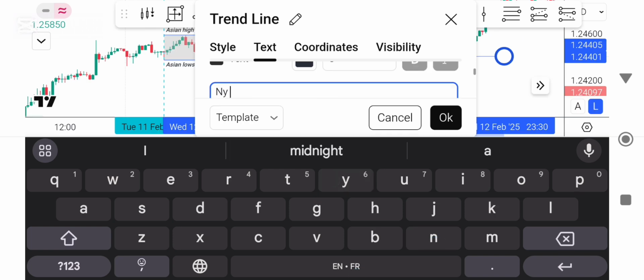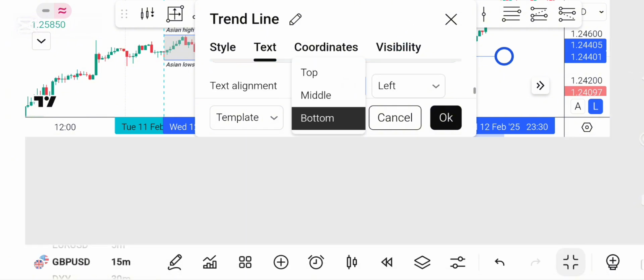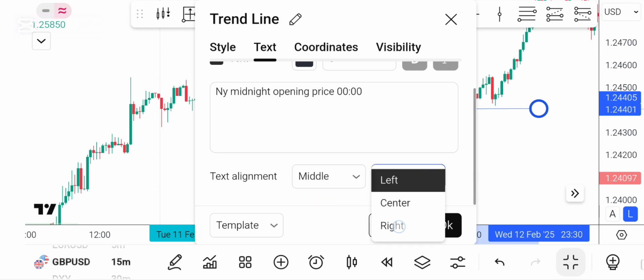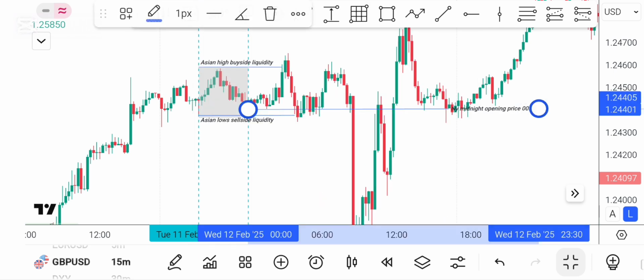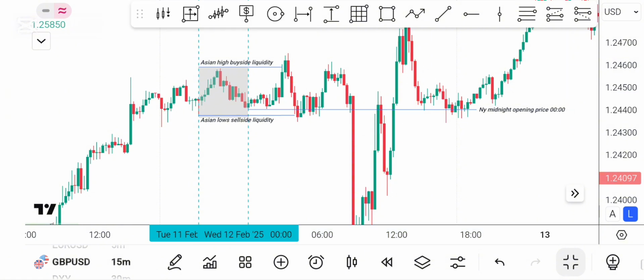New York midnight opening price, which is actually your 00 hours. Like so. And I'm going to position it to the middle and right. You can position it at the top. It all depends on you. There's no problem. So what is the condition?